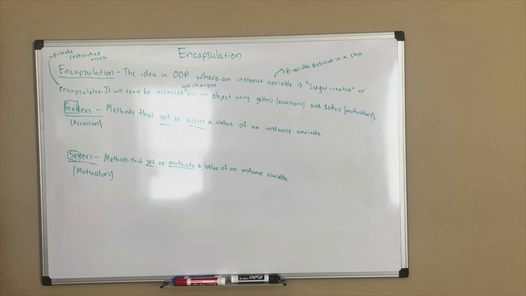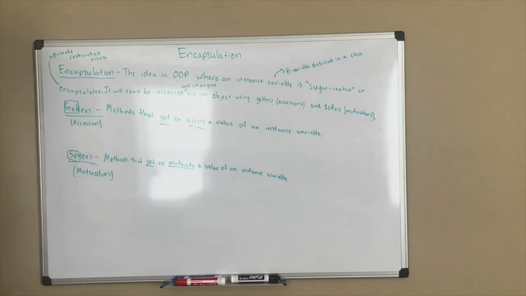The instance variable is encapsulated. This means that it's given private, restricted access. Because it is given private restricted access, we can't just print it straight to the terminal. We have to access it through an object using getters, which are another word for accessors, and setters, which are another word for mutators. Getters get and or access a value of an instance variable. Setters set or mutate a value of an instance variable.